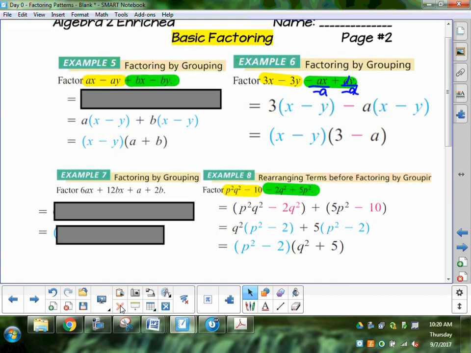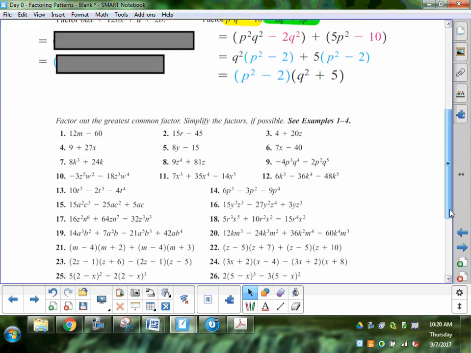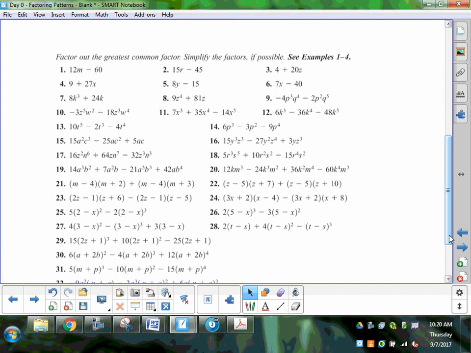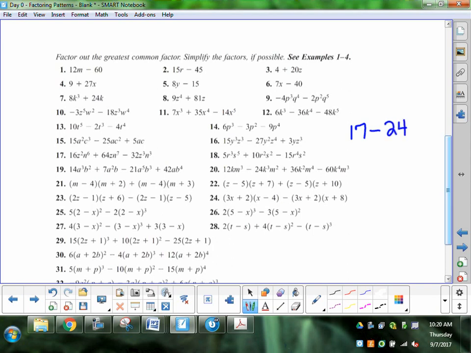Now, here's what we're going to ask you to do for homework tonight. Did we have you work out of this grouping last time? Yes or no? What did you do? 1 through 13. So let's please tonight have you do this. Let's have you please do 17 through 24. Do all of them, please.